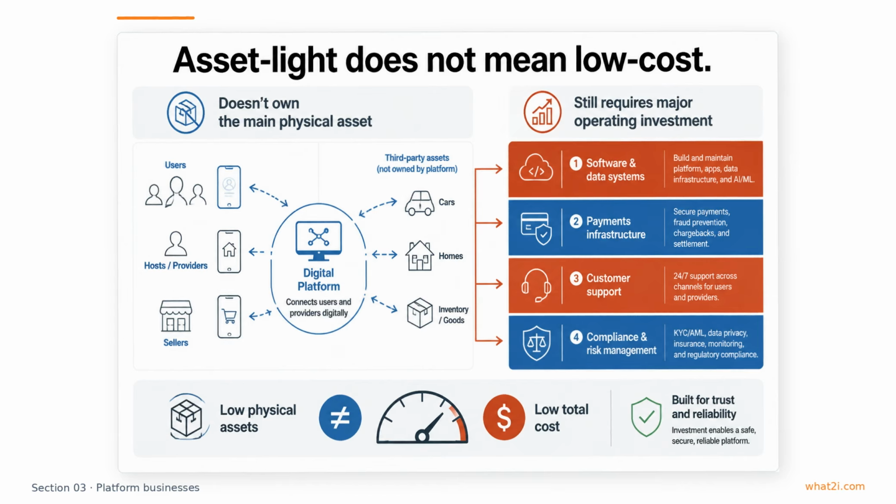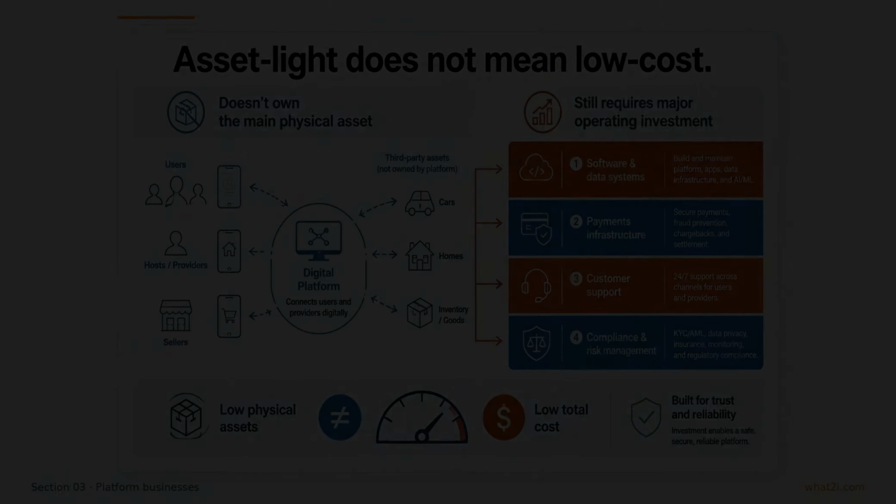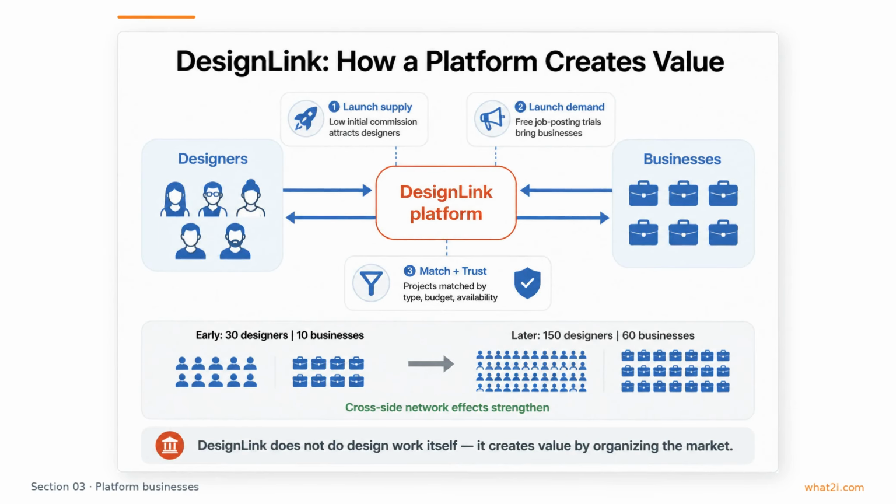So the absence of owned physical assets does not mean the business is cheap or easy to run. DesignLink is a simple example of how a platform creates value without doing the core work itself. To solve the launch problem, it first recruits designers by offering a low initial commission, making participation attractive on the supply side. It then pulls in businesses with free job posting trials, reducing friction on the demand side.